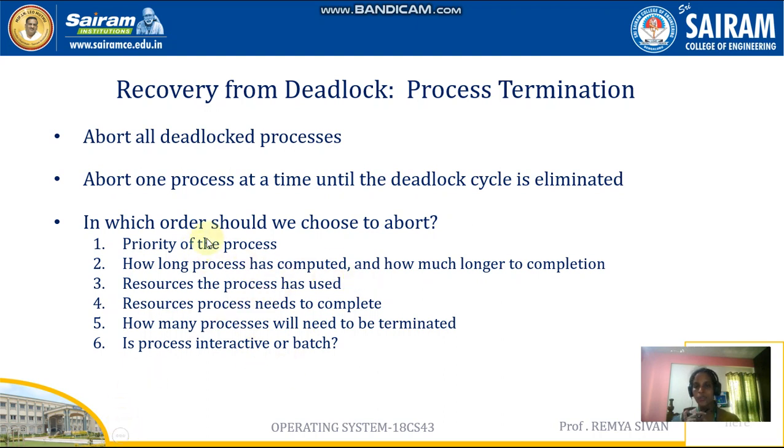There are many criteria. First one is the priority of the process. You can select the lower priority process. Or how long the process has computed and how much longer to completion. Suppose one process is 99% computed, so don't select that process to abort. Resources that the process has used: suppose there is a shortage of resource type B and the current process is not using B, so don't select that process for aborting. Resources the process needs to complete. How many processes will need to be terminated? Is the process interactive or batch? Based on all these conditions, you can select the process one by one until the deadlock cycle is eliminated.